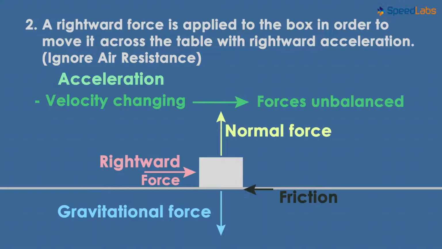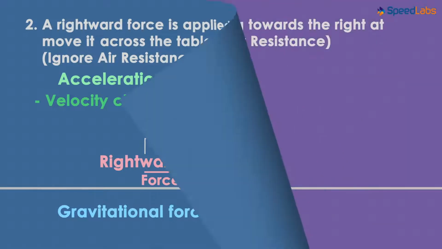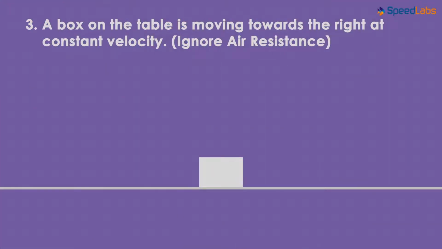And because the box is accelerating towards the right, it means that the force of friction is lesser in magnitude than the applied force towards the right. And hence the size of the arrow of the applied force is bigger than that of the frictional force. The third situation is extremely interesting. Try making its free body diagram.